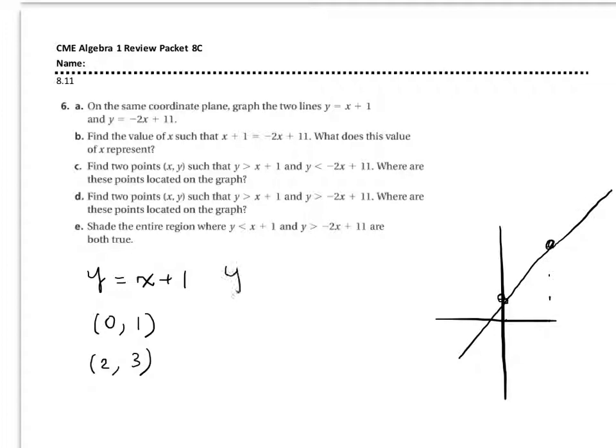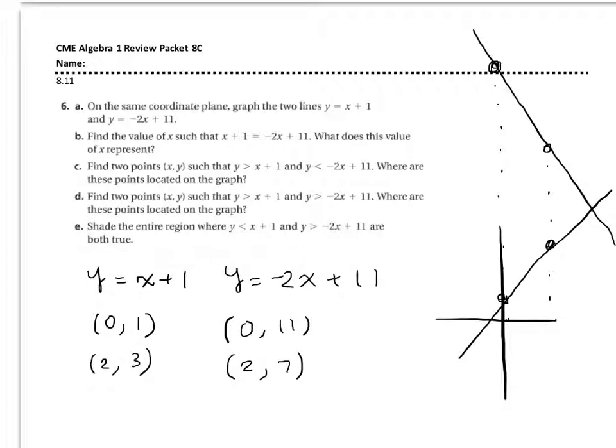Another line is y equals negative 2x plus 11. If x is 0, then y will be 11. If x is 2, then y will be 11 minus 4, so that's 7. So let me count 1, 2, 3, 4, 5, 6, 7, 8, 9, 10, 11. That's my first point, and the second point will be (2, 7), so that's 3, 4, 5, 6, 7 right there. It's going to go like that. Then you see the intersection is right there.